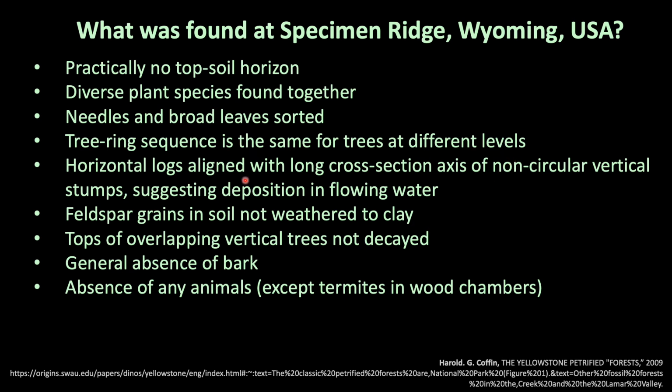The horizontal logs are aligned with the long cross-section axis of non-circular vertical stumps, suggesting deposition in flowing water. These things all tend to be lined up in a preferred direction associated with the flow direction of the water. The feldspar grains are not weathered to clay. The tops of overlapping vertical trees are not decayed. There's a general absence of bark on these trees, similar to what we see at Mount St. Helens. And there's the absence of any animals except for the remains of termites in wood chambers.